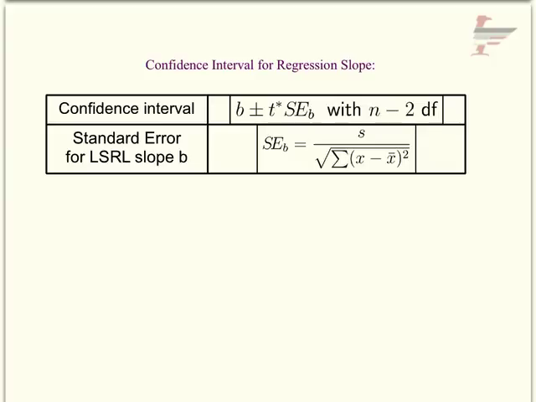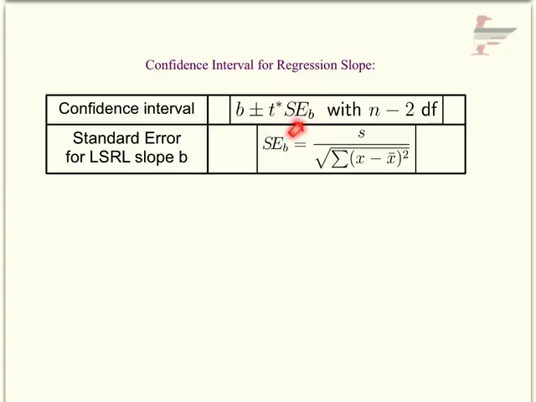Then your confidence interval for the regression slope is your estimate plus or minus your critical value times the standard deviation of the slope. Since we're dealing with slope, your estimate would be b. Your critical value is t star, which you're familiar with, and that's, again, a t distribution and not a z distribution.